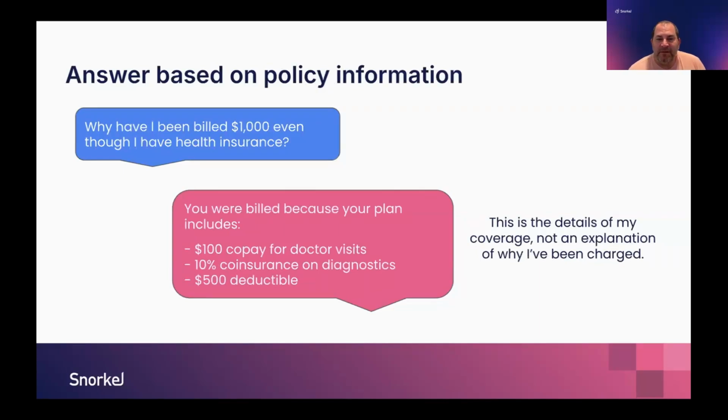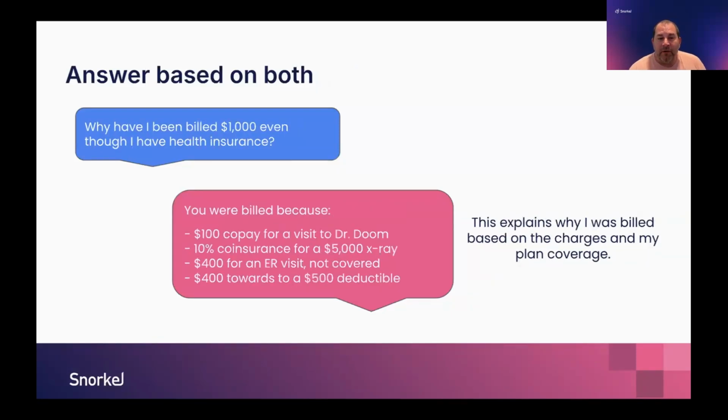On the other hand, if it was simply unstructured data, I might get a better understanding of what's in my plan and the coverage and the rules, but I don't understand how those are related to my particular charges. But in a perfect world, if we had access to both the structured and unstructured data, now we could have very good answers that correlate those together, right?